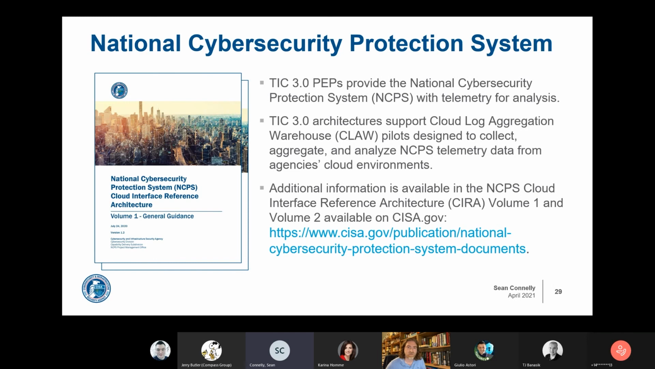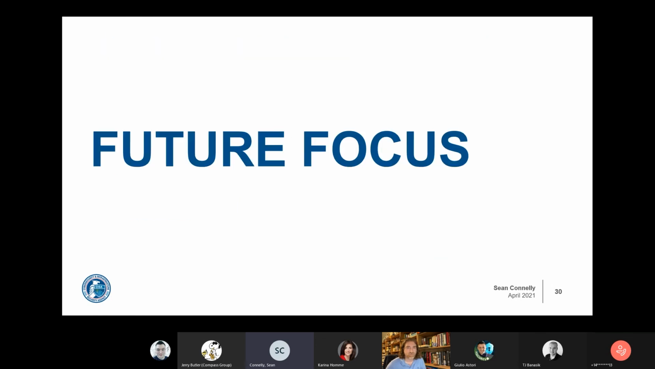The NCPS team has released a number of cloud interface reference architectures, Volume 1 and Volume 2. They're available at that URL you see on the screen. These guides dive into how CISA will begin to work with agencies and vendors on how to collect this new type of telemetry. Next slide, please.